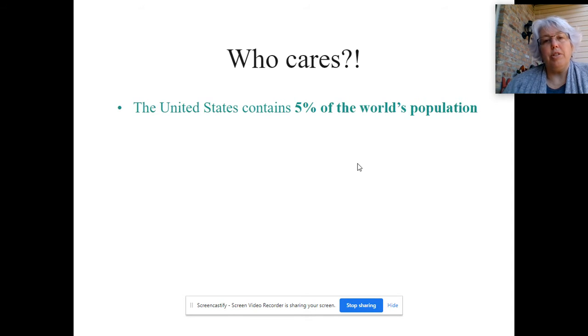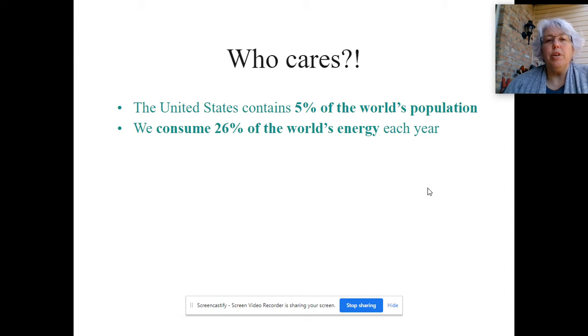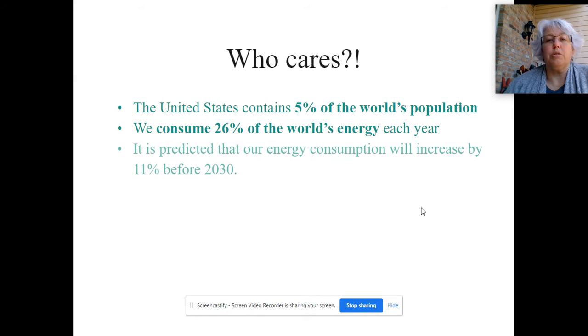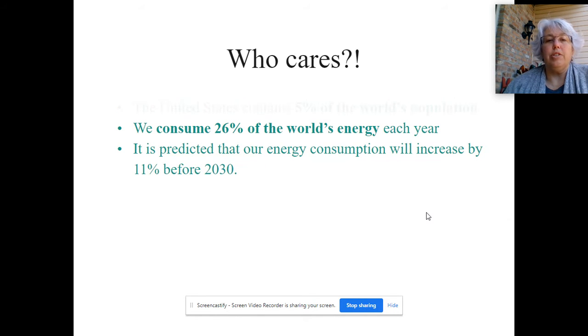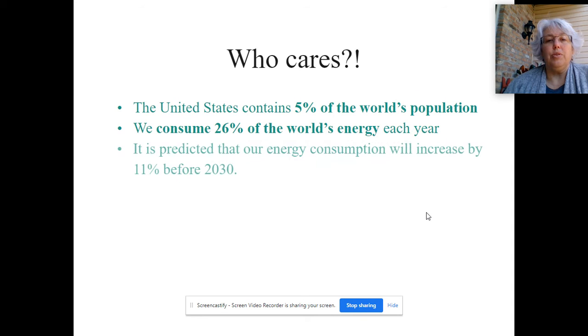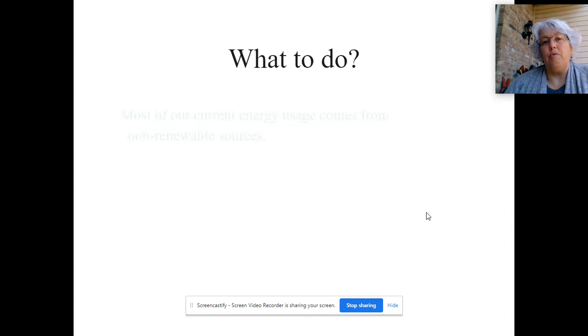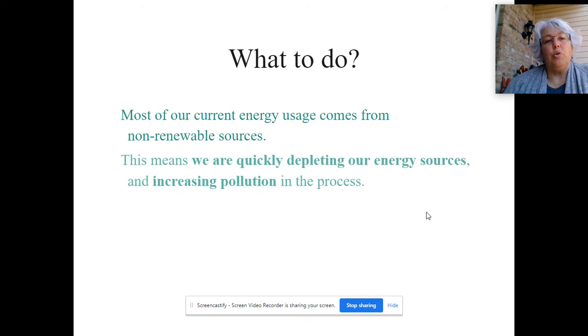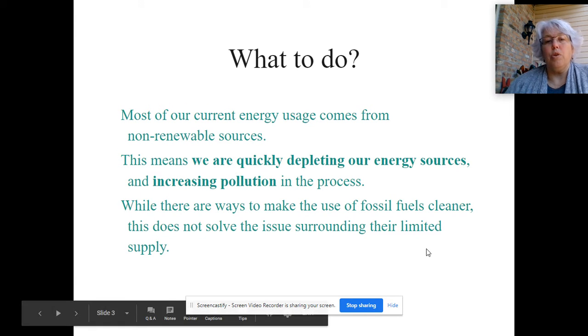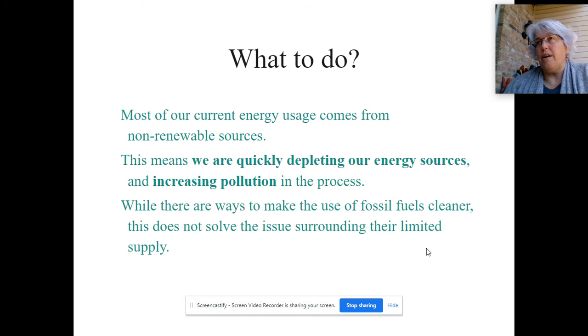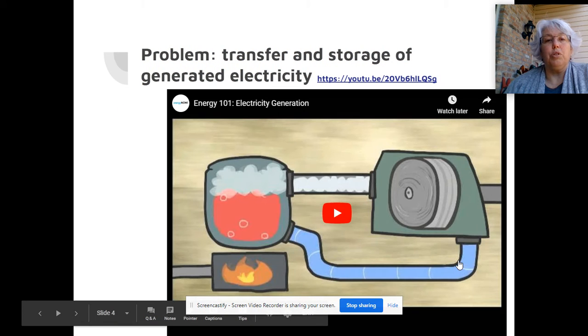So, who cares about energy resources? Well, the US is about 5% of the world population, but we actually use up 26% of the world's energy. So eventually that may become a problem for us. So we use a lot of non-renewable resources, and you now know that once they're depleted, it takes a while to replace them, and also they contribute a lot to pollution.